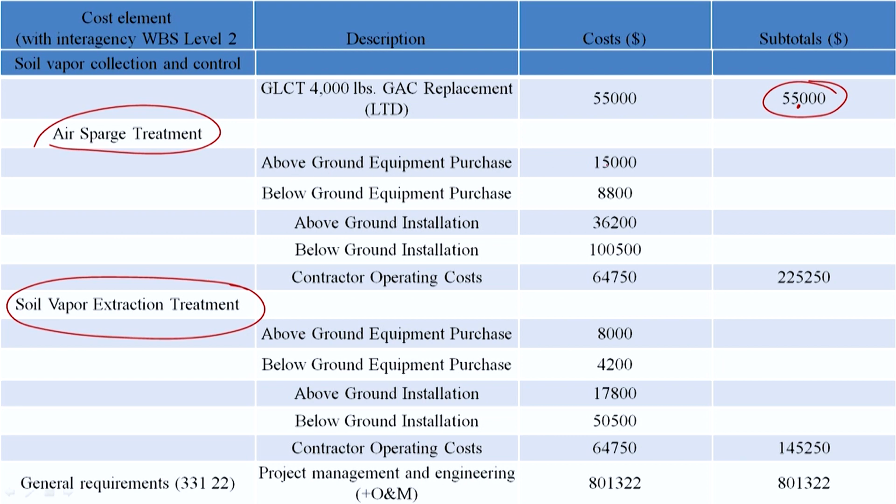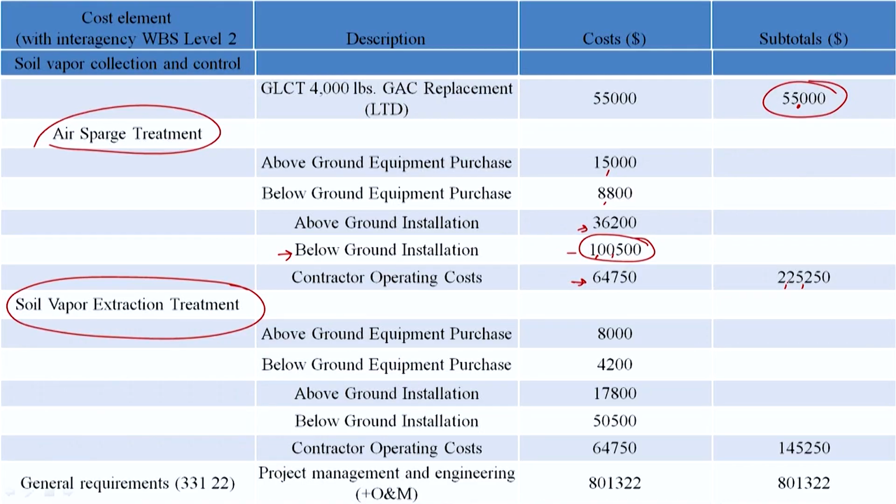So above ground equipment purchase, below ground and above ground installation. Below ground installation costs are obviously considerably high. Obviously contract operating costs, but obviously below ground installation costs, and you see that this is almost 15 to 20% of the total cost. And then soil vapor extraction, let us look at the major aspects here. Again, above and below the ground installation is quite costly compared to the actual purchase of the relevant equipment.